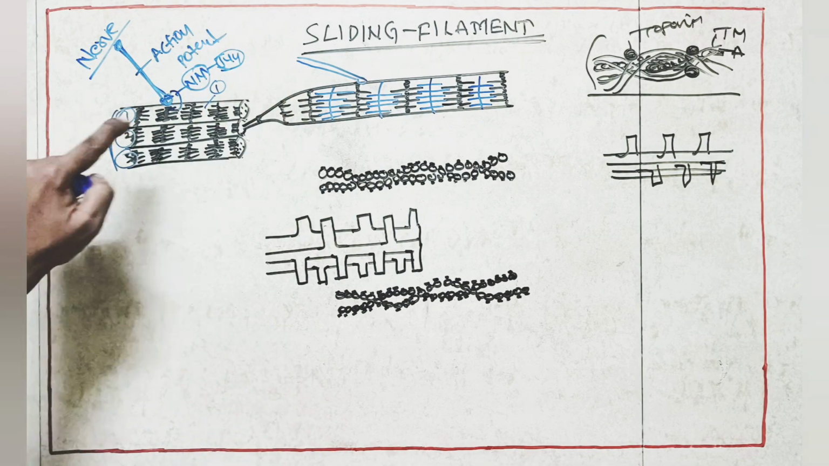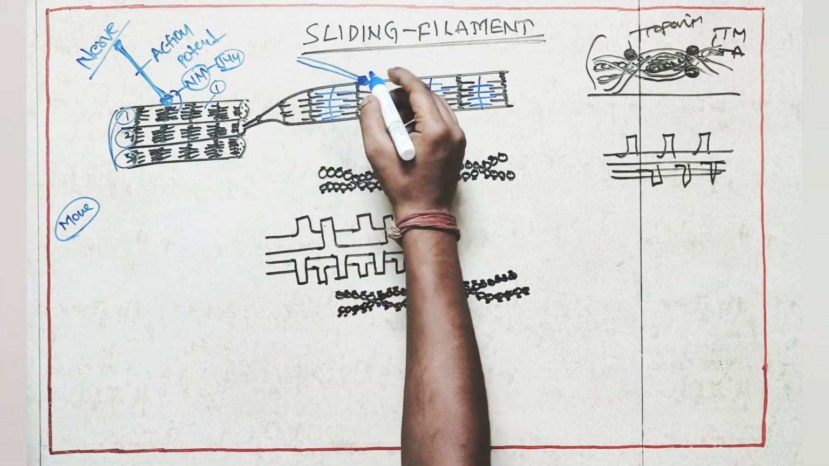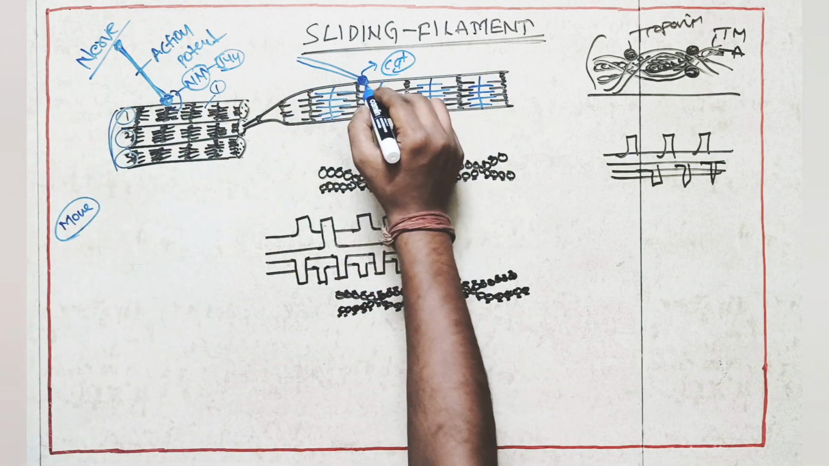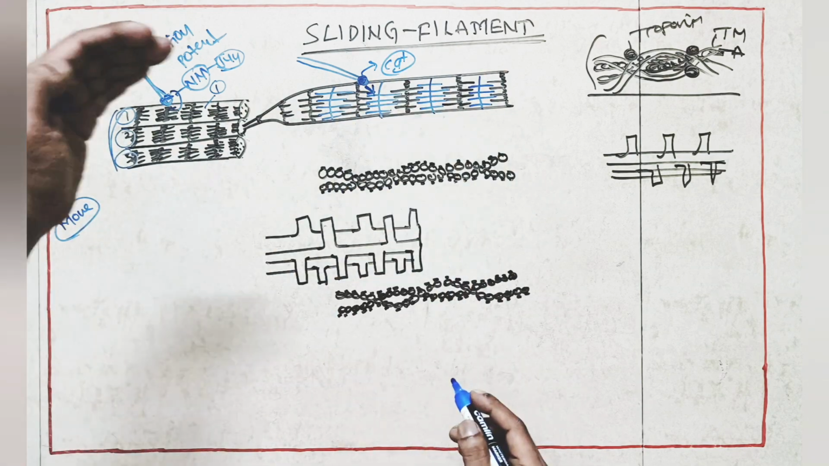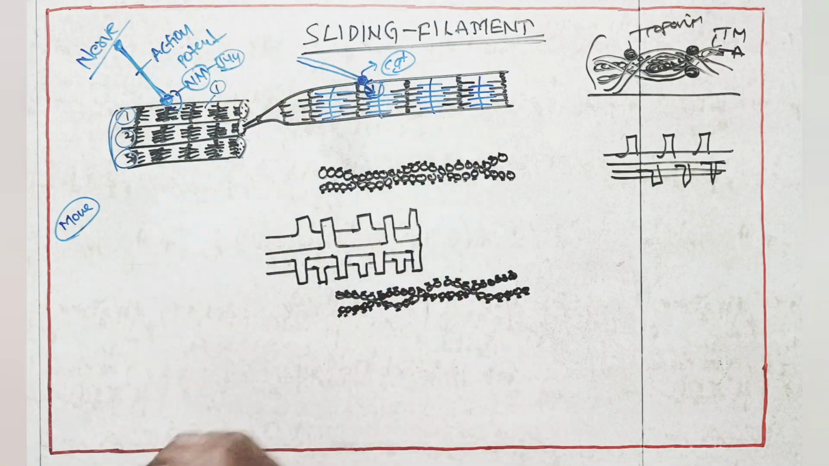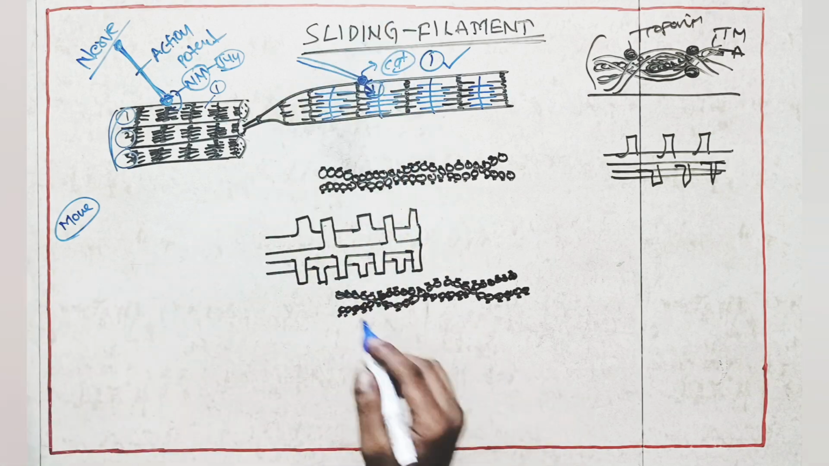Okay, from here we get signals from the brain. So what this nerve will do is release calcium inside the muscle. Okay, first point, it is going to release the calcium inside the muscle. Okay, stop there. Now we come to actin.